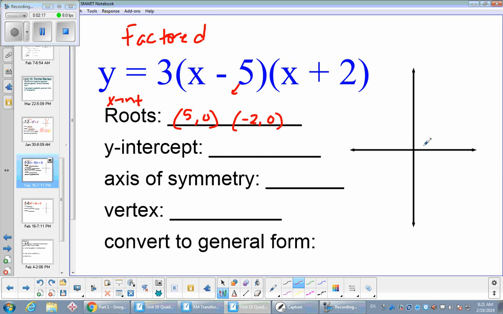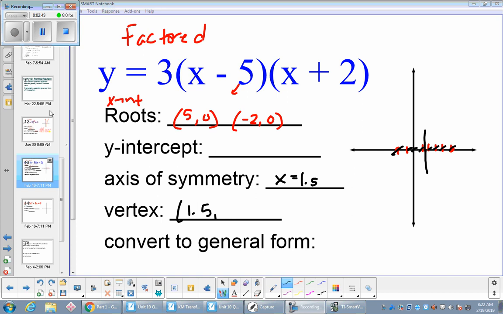So I can go ahead and start making my sketch. 3, 4, 5. The first one's at 5. Second one's at negative 2. We don't know the y-intercept yet, but the next thing we need to find is the axis of symmetry, which is the middle. So I'm going to start crossing out till I find the middle. And I notice it's in between 1 and 2, so it's at 1.5. And that also tells us the x-coordinate of the vertex is 1.5.